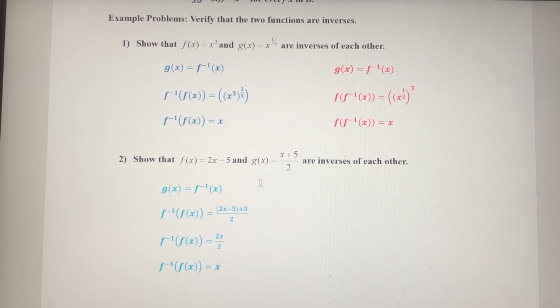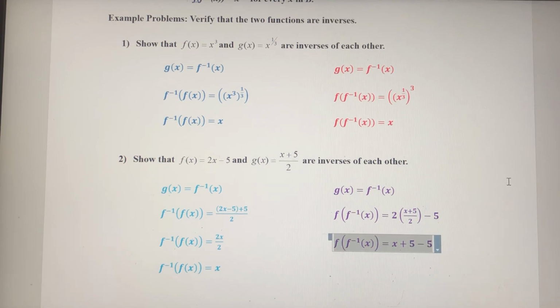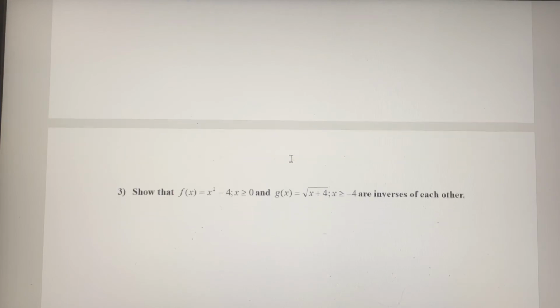Now let's do it the other way just to show that this is true. We're going to let g of x equal f inverse again. This time I'm going to plug this into f of x for x. So I'm going to have 2 times this ratio, minus 5. These 2's cancel out, so I'm left with x plus 5 minus 5. These 5's cancel out, and I'm just left with x. Because these are both true, f of x and g of x have to be inverses of one another. Again, pause the video and give number 3 a try here.